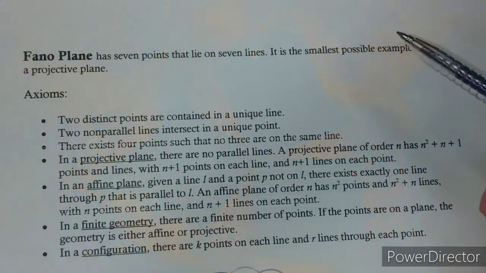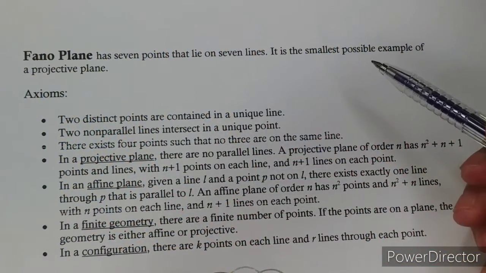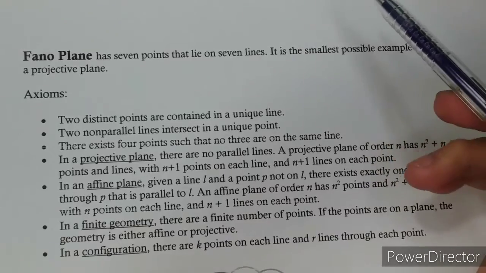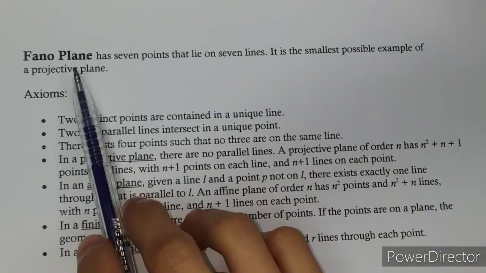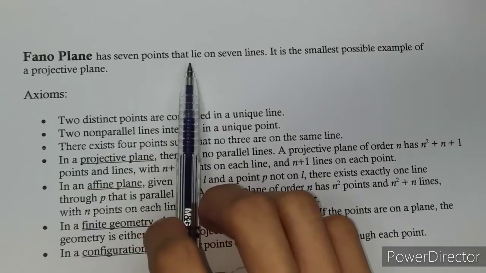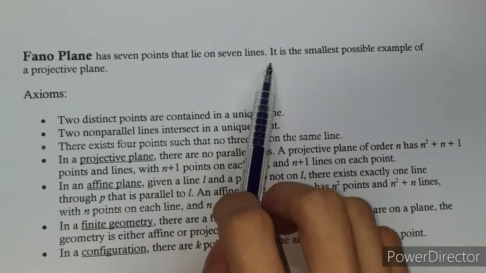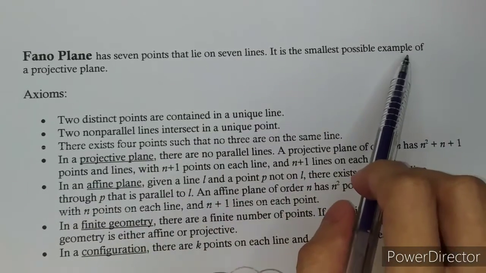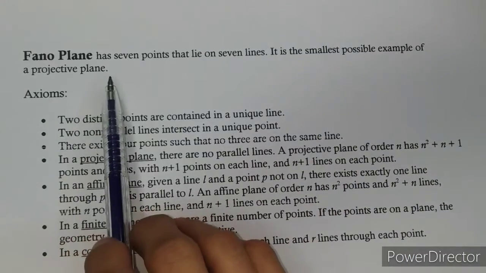So now I will discuss some of the configurations in projective geometry. First one is the Fano plane. It has 7 points that lie on 7 lines. It is the smallest possible example of a projective plane.